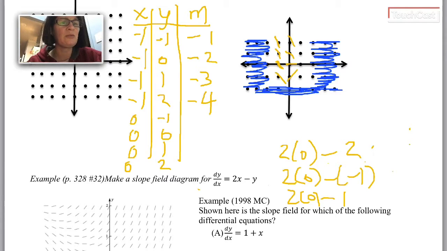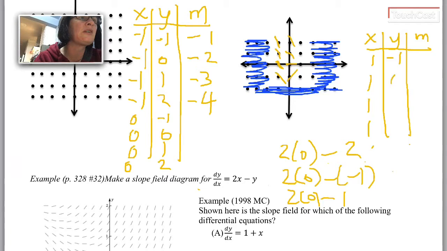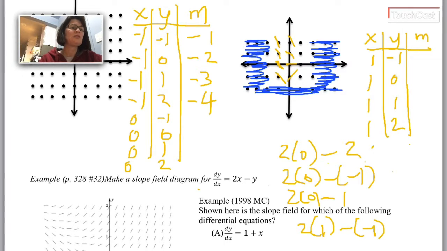You could continue your table. I don't know, maybe the fastest for me might be to come over here to make this section, x and y and m. Now I'm going to let my x's equal +1. My y's are going to go from -1 to 2. And I'm going to calculate. So 2 times 1 minus -1. That's 2 plus 1 is 3. Ooh. There's a slope of +3, even steeper.